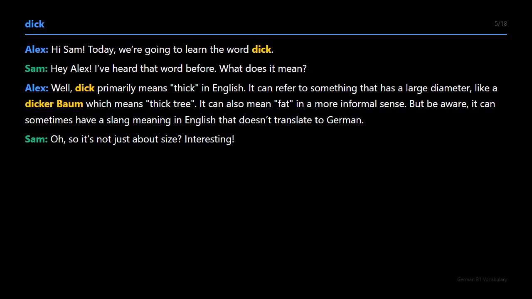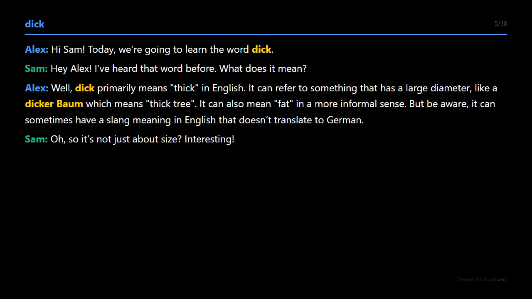Well, "dick" primarily means thick in English. It can refer to something that has a large diameter, like "ein dicker Baum," which means thick tree. It can also mean fat in a more informal sense. But be aware, it can sometimes have a slang meaning in English that doesn't translate to German. Oh, so it's not just about size? Interesting.